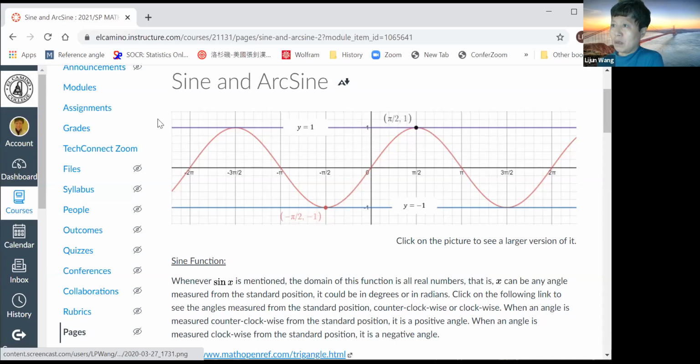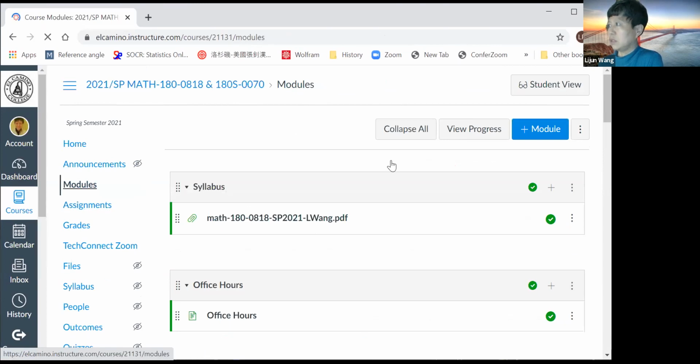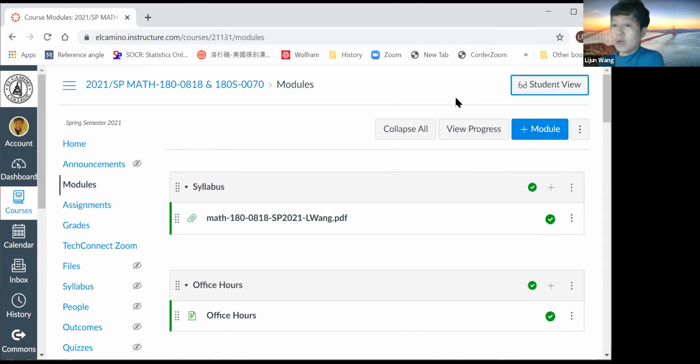Okay, let me start from the beginning. For the module, let's look at it from your view, the student view. I'm getting to the student view from your perspective. So what do you need to study?